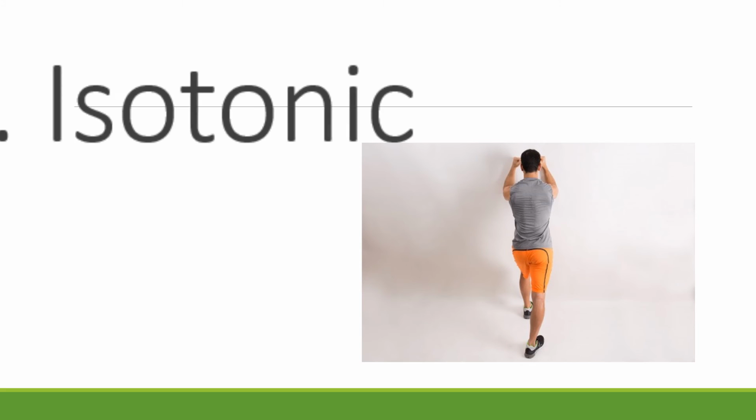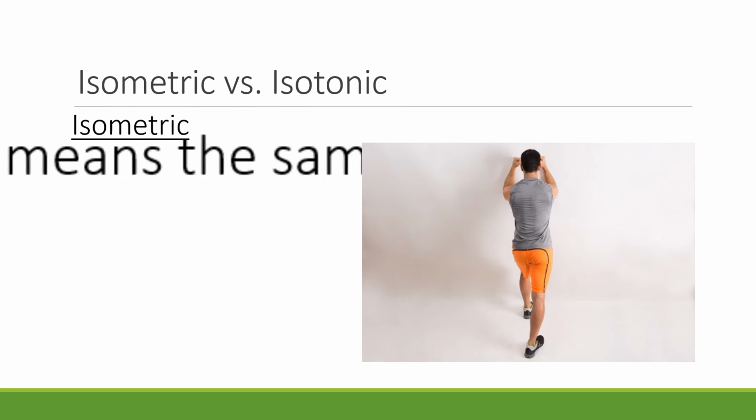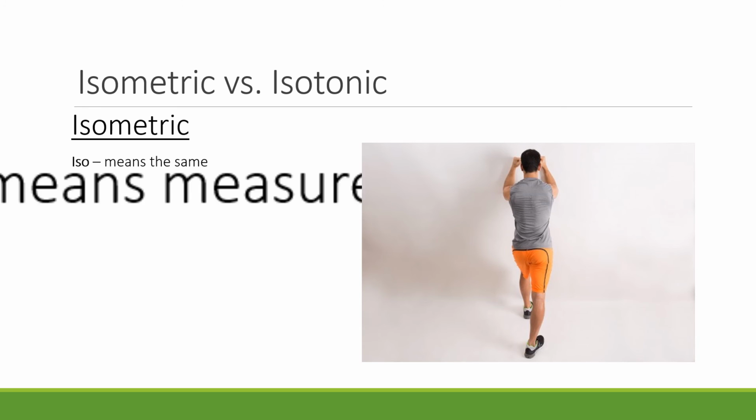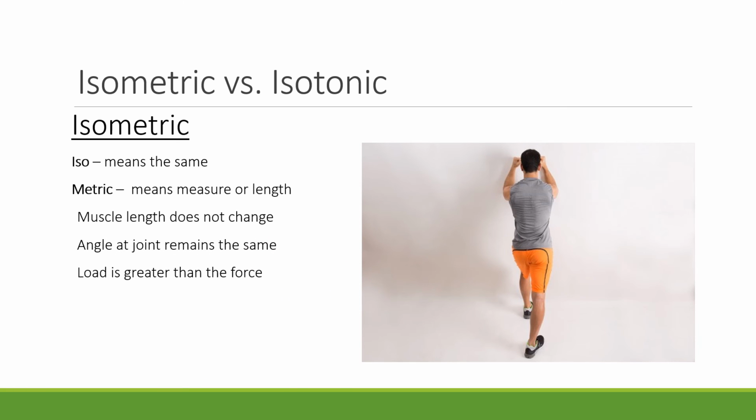Let's look first at the term isometric. The prefix iso means the same. Metric means measure or length, so the length of these muscles does not change. The angle at the joint remains the same, and the load is greater than the force, so no work is done. An example of this is posture.